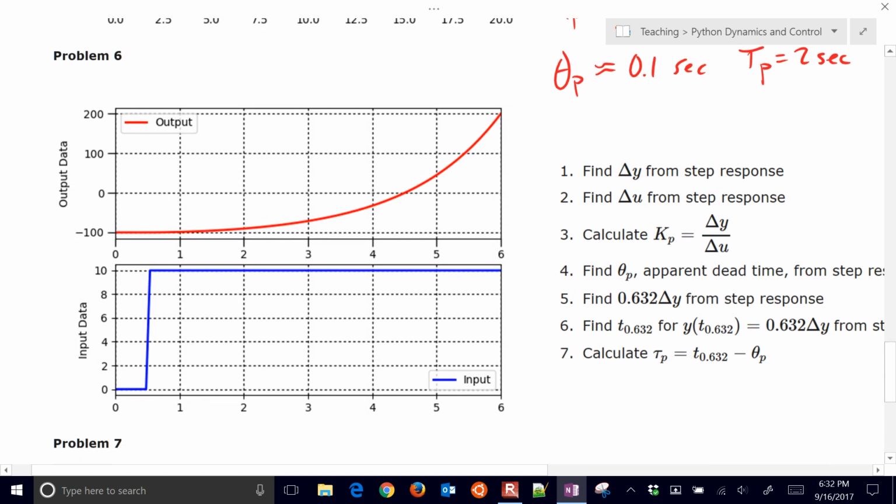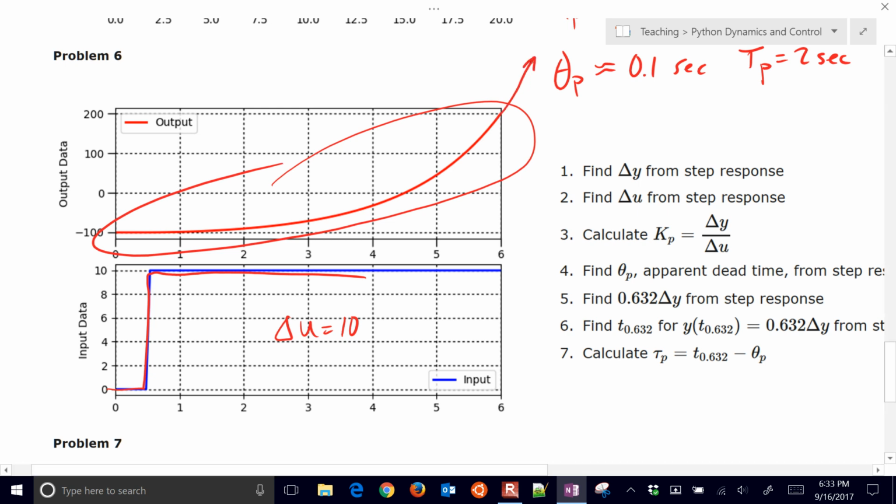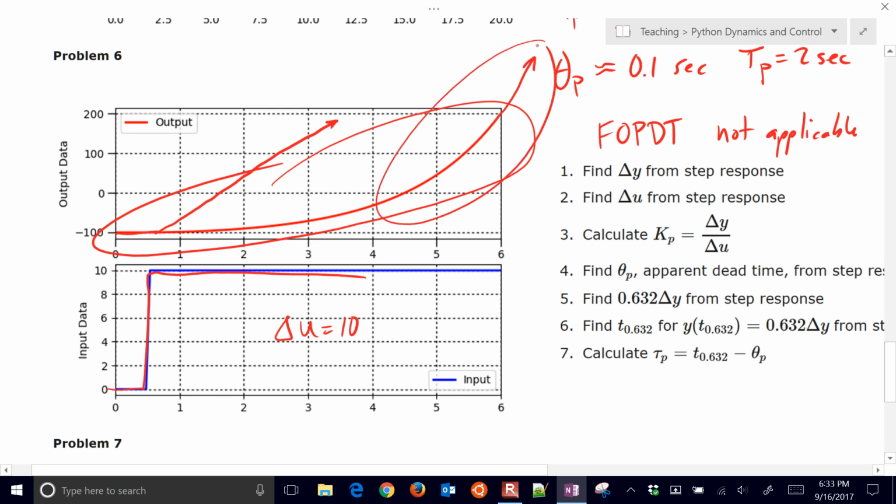So this one, you have a step right here. Delta U is 10. And this one never quite levels off. In fact, it looks like it's unstable. So if it continued, it might go to infinity. So for this one, FOPDT, the first order plus dead time, is not applicable. For integrating processes that come up at a constant slope, or ones that appear to be unstable, where it's an exponential increase in that value, we just say maybe not applicable.